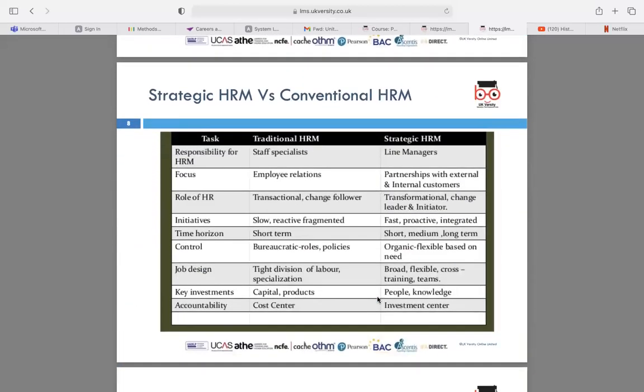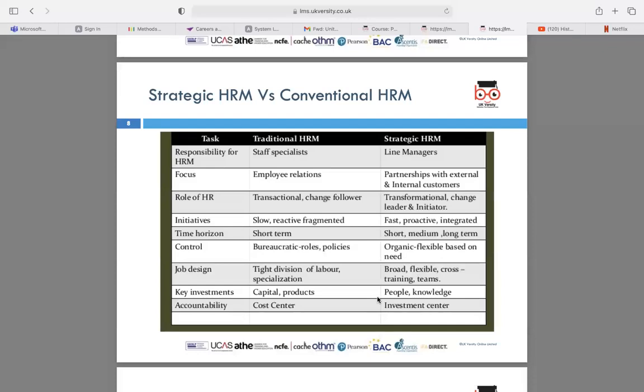Now we're going to talk about strategic human resource management and conventional human resource management. So it can be talking about a specific task like responsibility for human resource management. Traditionally, we had staff specialists who only focused on managing the personal files, whereas now we have line managers in place. Now the business looks like there are associates, there are line managers, then there are managers above that, and that is how they report to human resources.